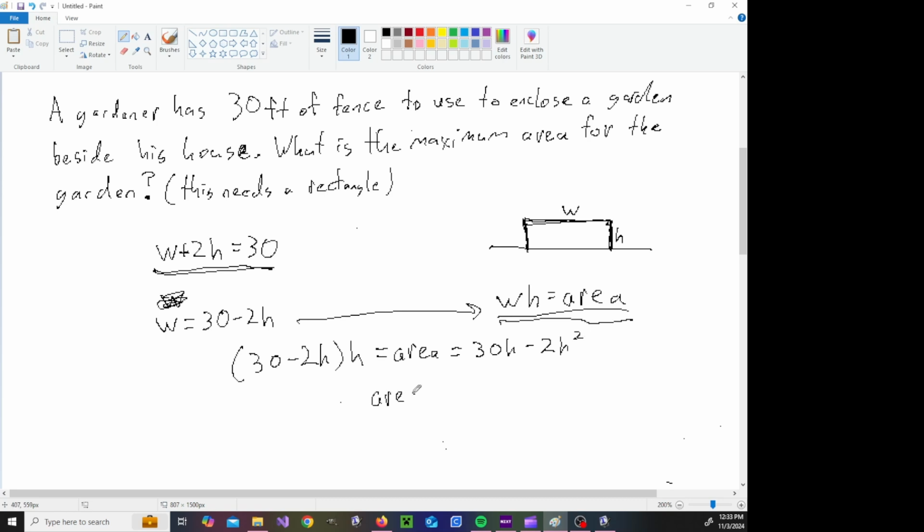Now the derivative of area with respect to h: the derivative of 30h is 30, the derivative of 2h squared is 4h. So the derivative is 30 minus 4h, and if I find critical points, I want to set that equal to 0. So can I solve 30 minus 4h equals 0? Yeah, that's 30 is equal to 4h, which is just divide both sides by 4, 30 over 4, and that is 7.5.